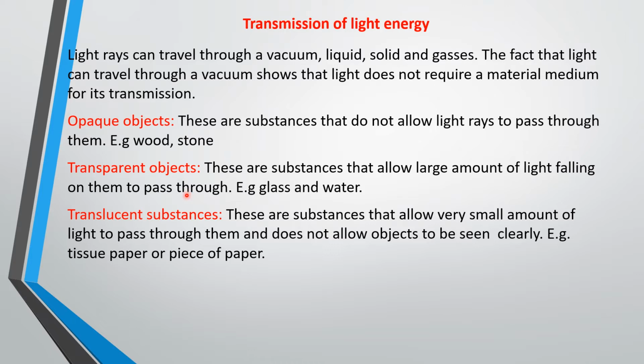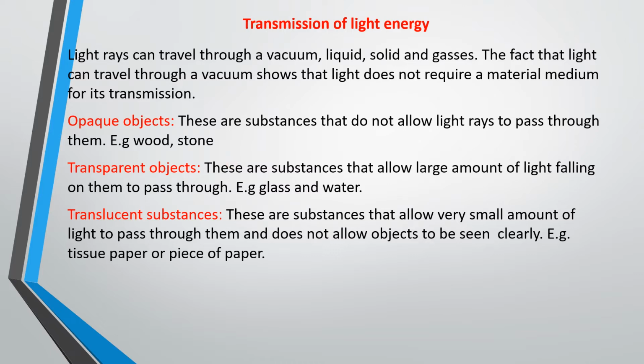So objects like that, or like a tissue paper, do not allow large amount of light to pass through them, but very small amounts. They are known as translucent substances or translucent objects. So it is good you take note of this. Opaque objects, they don't allow light at all. Transparent allow a large amount of light to pass through. Then translucent, they allow very small amount of light to pass through them. Okay, so this is what happens when light passes through different substances.